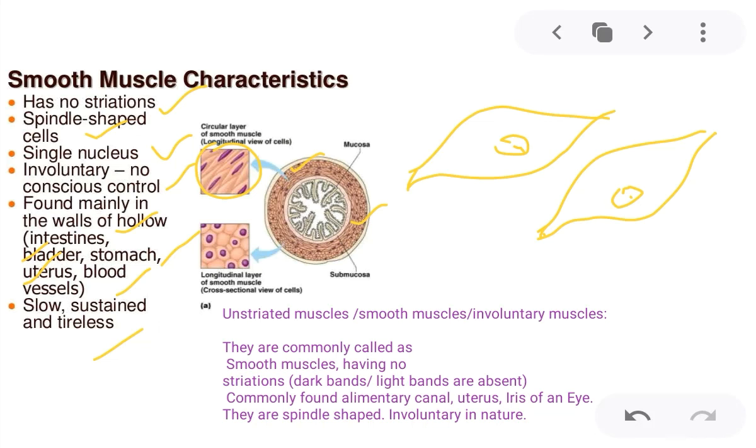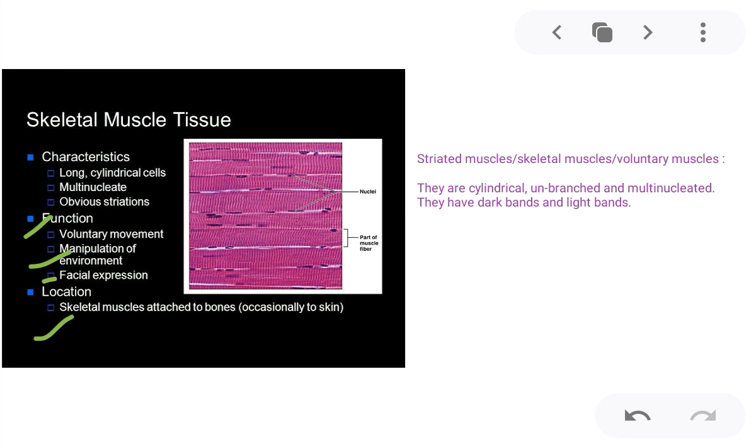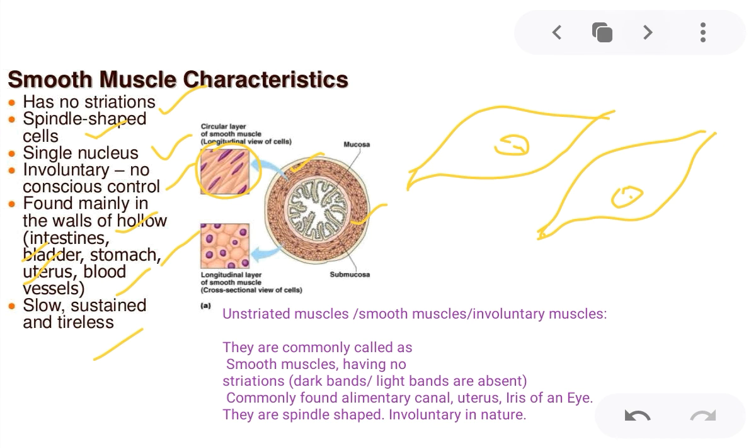With this we have finished the 3 different types of muscle tissues: skeletal muscles, cardiac muscles, and smooth muscles. I hope you understood the concept.